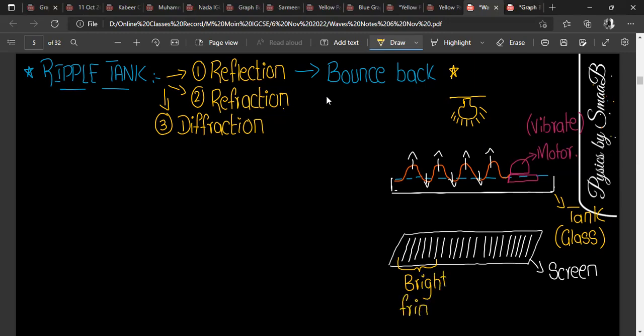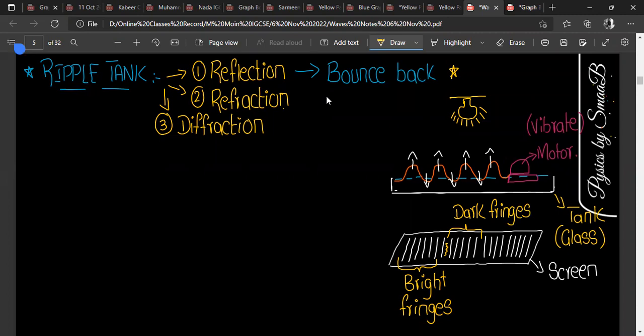So bright fringes are there, and you can also see that there is a gap between these bright fringes. Some of them are dark fringes, right? Where is the screen located? The screen is just a plain surface under the ripple tank, right?